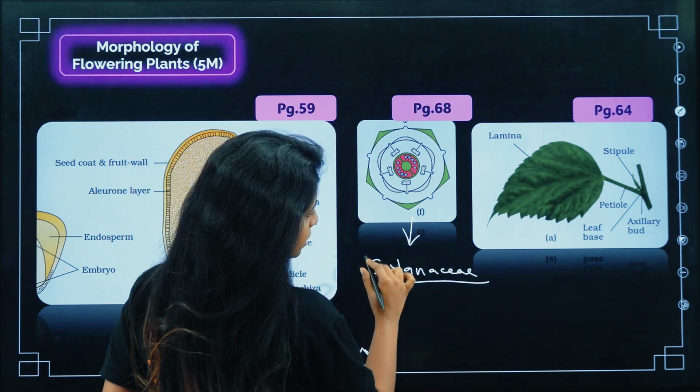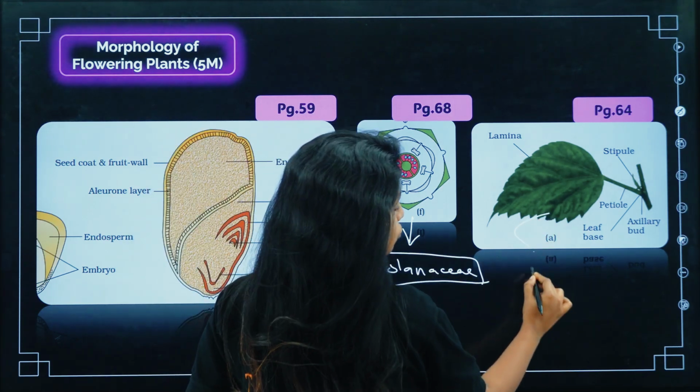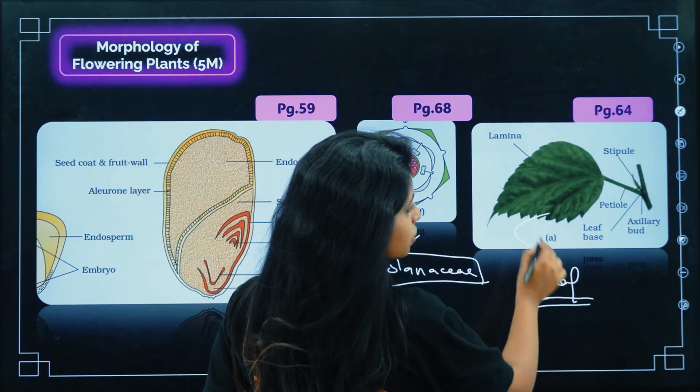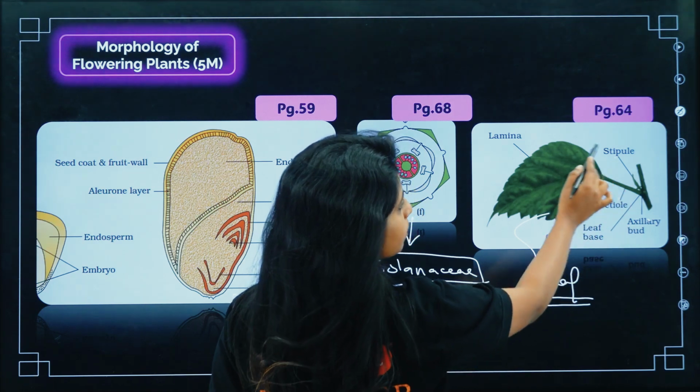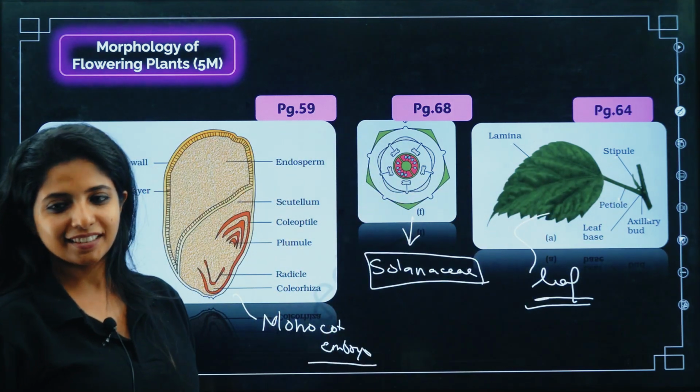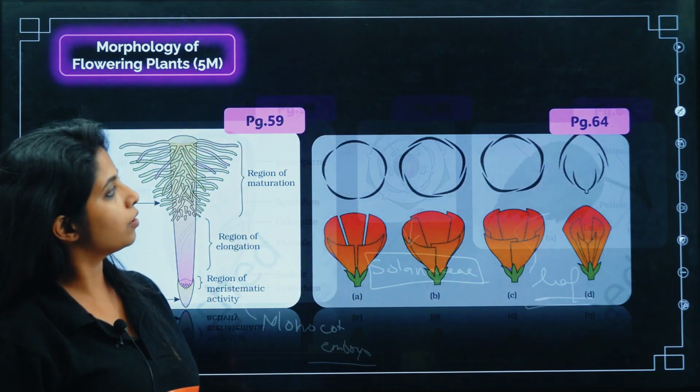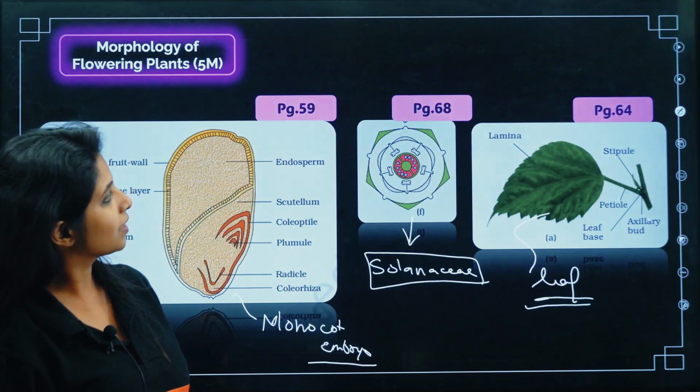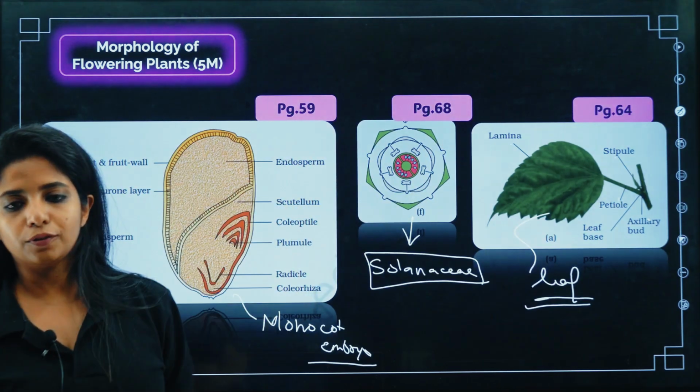Solanaceae family. So please know about that. Then you have the structure of leaf. So please draw axillary bud, leaf base, petiole, stipule, lamina. Okay, cool. Page number 64. Okay, cool. 59, 68, 64.